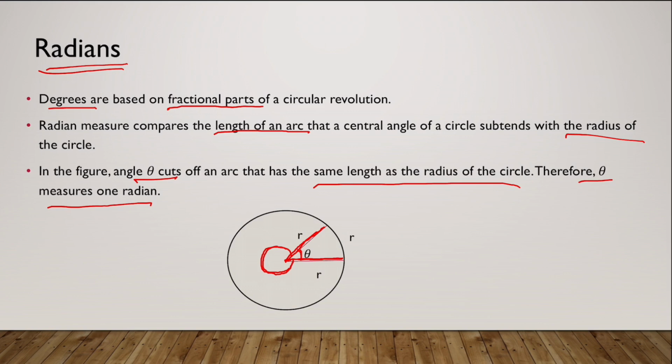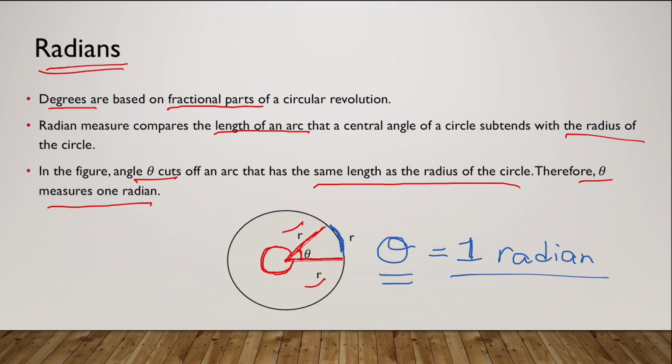Now, we know that radii are equal, right? This radius will always be equal to this radius. But when these radii subtend an arc right here, which has the same length as that of the radius, then the theta becomes 1 radian. That is where a radian comes from. When 2 radii subtend a portion on the circle, or an arc on the circle, which is the same length as the radii, then that specific angle is called 1 radian.